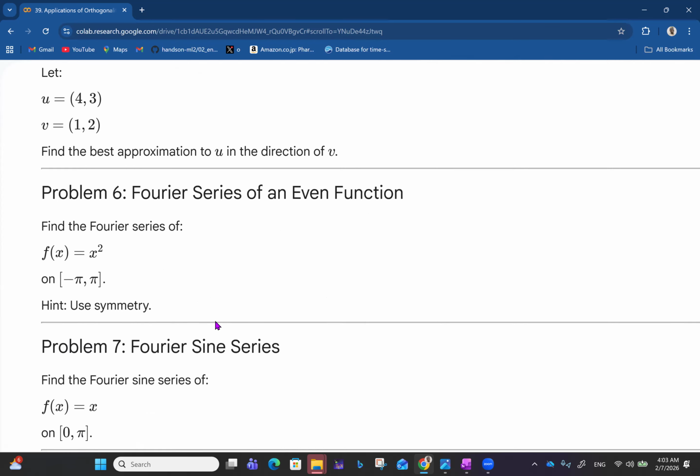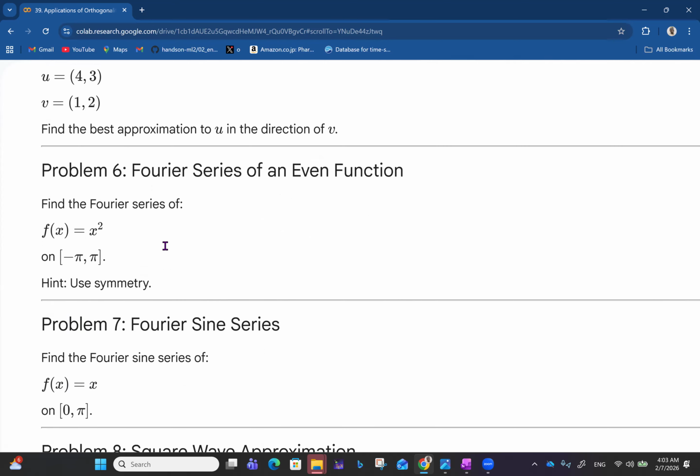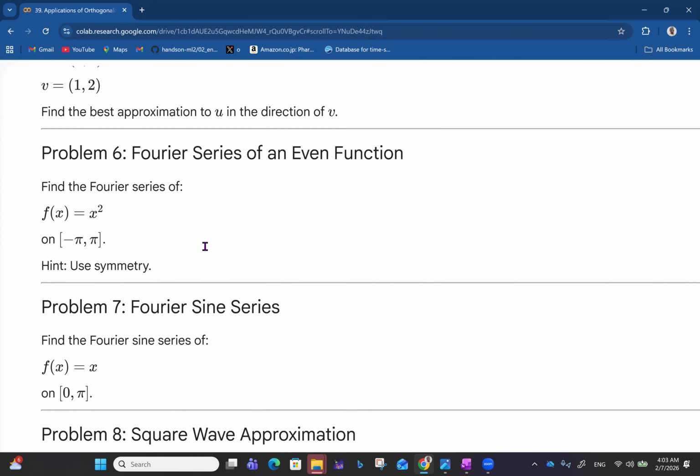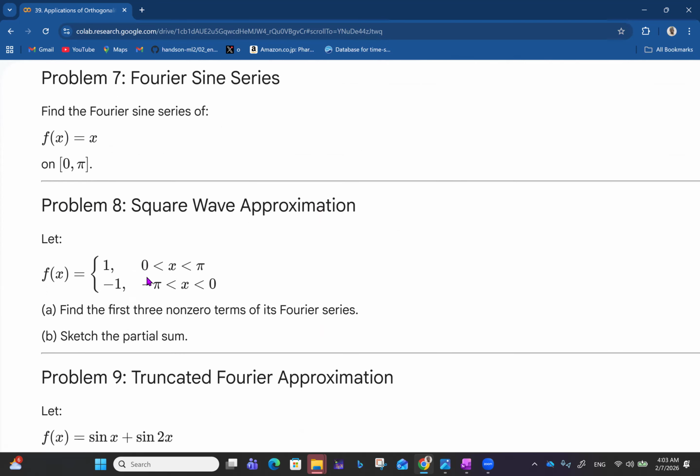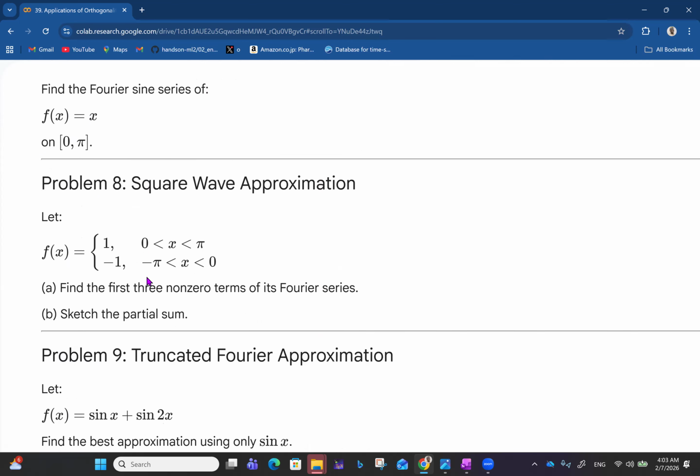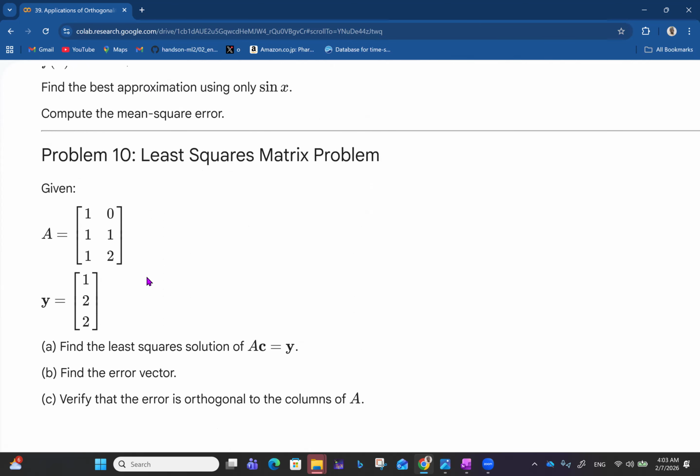So Fourier series of an even function. You can also try this. You can use symmetry in this case. Then Fourier sine series. Find the Fourier series of this. So, like I said, you can check my playlist on Fourier series to clarify this whole thing.